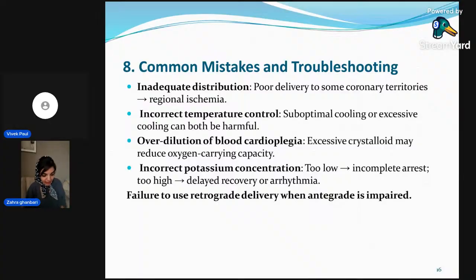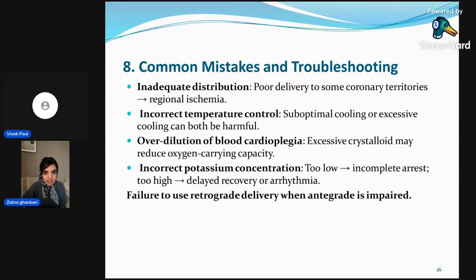Yes. Common mistakes and pitfalls, actually. Inadequate distribution leads to some areas of the heart not being protected, and this leads to post-operative dysfunction. Improper temperature control, too high or too cold, leads to cellular injury. Over dilution decreases hematocrit and causes insufficient oxygen delivery. Improper potassium concentration leads to post-operative arrhythmias.